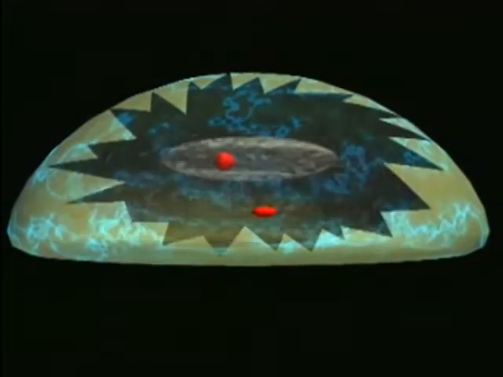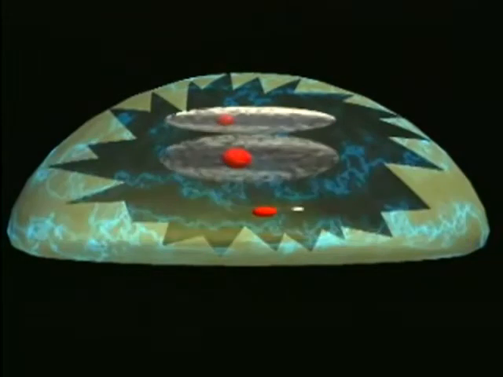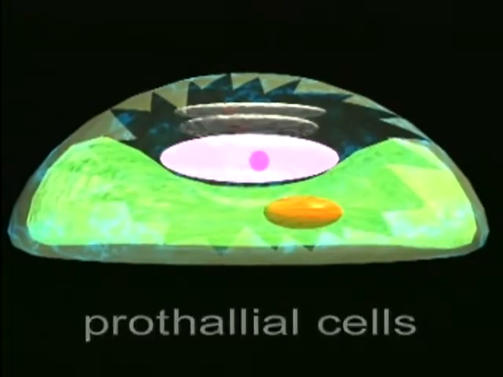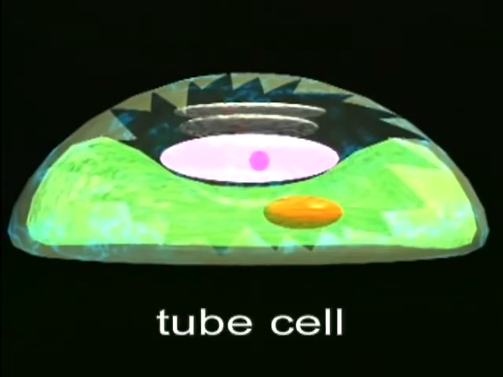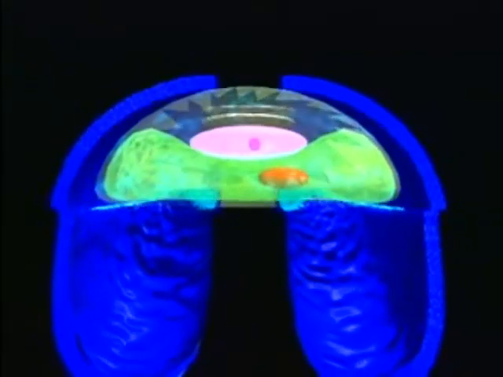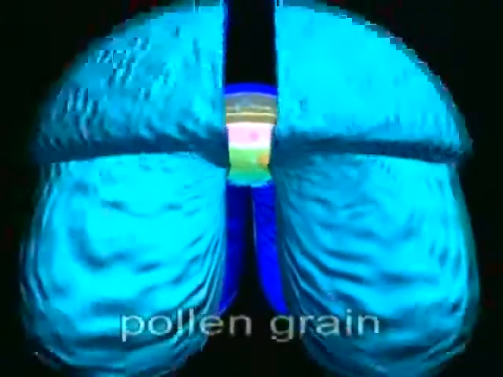3 successive mitotic divisions now take place. These create 2 small prothallial cells, 1 generative cell, and 1 tube cell. These cells represent the immature male gametophyte. This entire structure, consisting of the external wall and the male gametophyte, is known as the pollen grain.